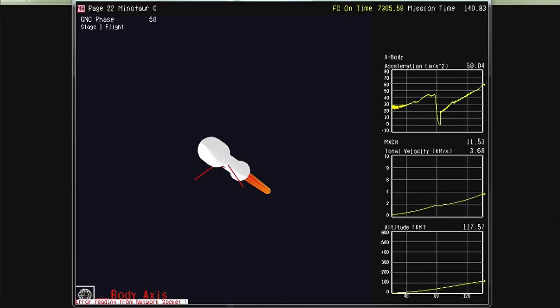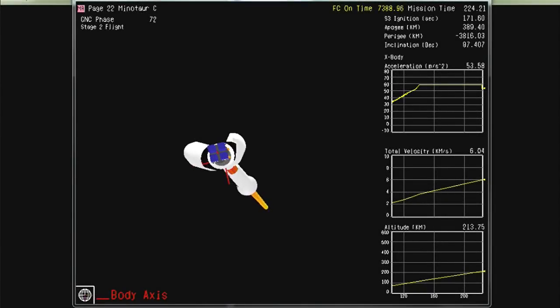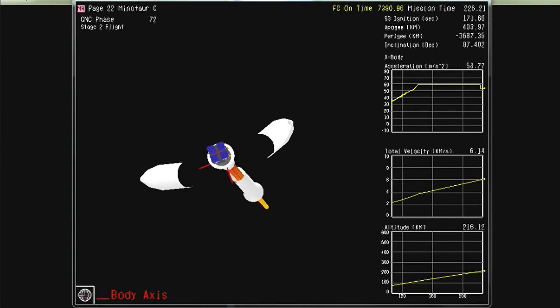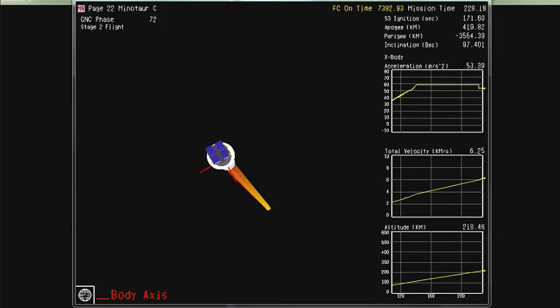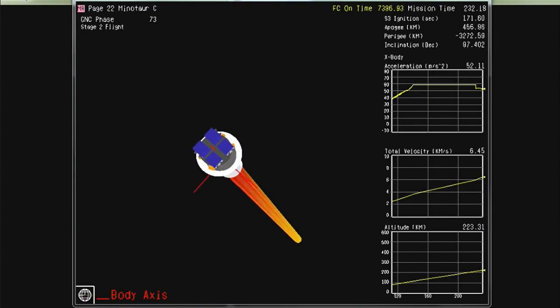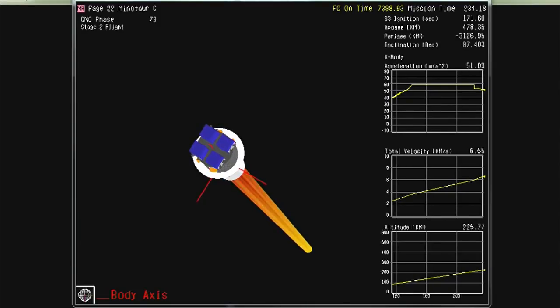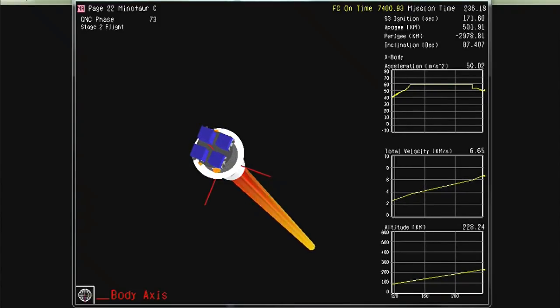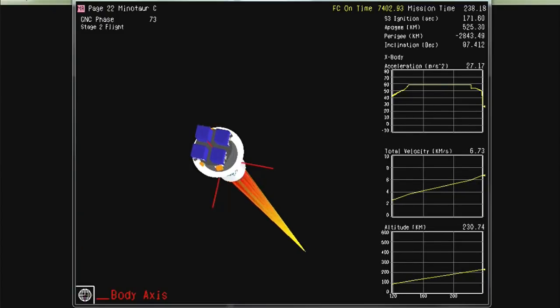And we have lost telemetry in the center. This is vehicle on countdown one. We have recovered telemetry in the center. We are now 230 seconds into the flight. Attitude remains nominal and we're in stage two burn.